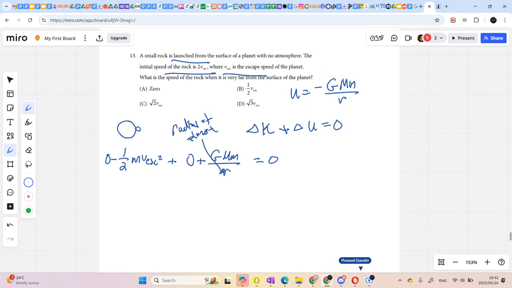R in general represents the distance between the centers of mass of the two objects. Keep that in mind. So 1/2 m v escape squared is equal to G M m over r. Cancel out these m's.